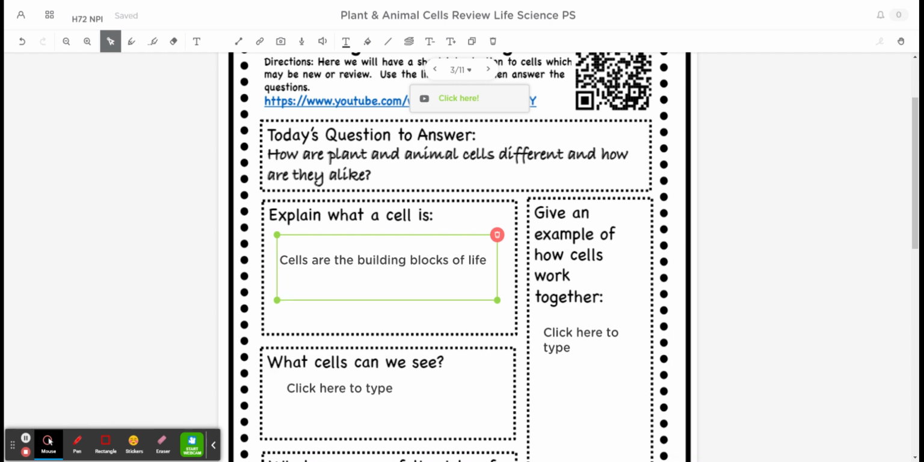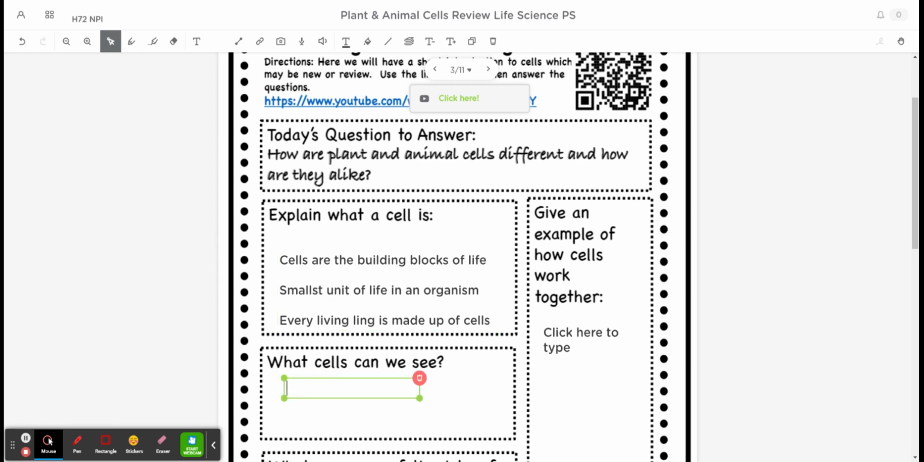You could say that they are the smallest unit of life in an organism. You can even say that every living thing is made up of cells. So you can say any of those things or you can say all of those things and that would be fine.